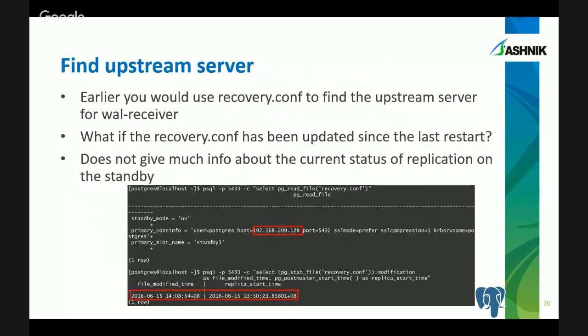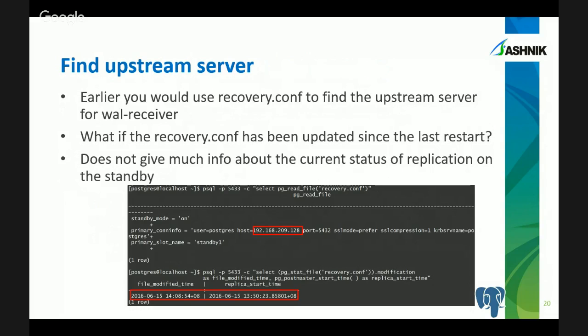Another challenge which people face is about finding the upstream server. I'm not exactly sure if the screen resolution is very good for you to read it out. But what I have done is I'm using the read file function in PostgreSQL to read my recovery.conf, which shows that the master server is set to 192.168.209.128. But when I check when this file was modified, it tells me that the file was modified at 2:08 p.m., whereas the postmaster has been running since 1:50 p.m.